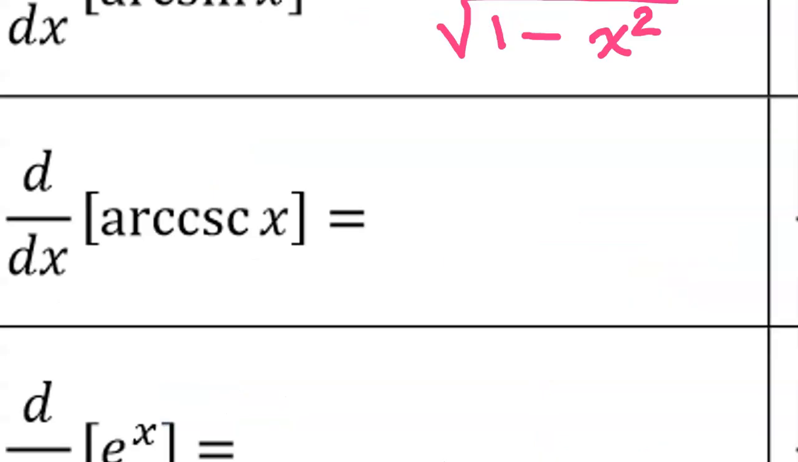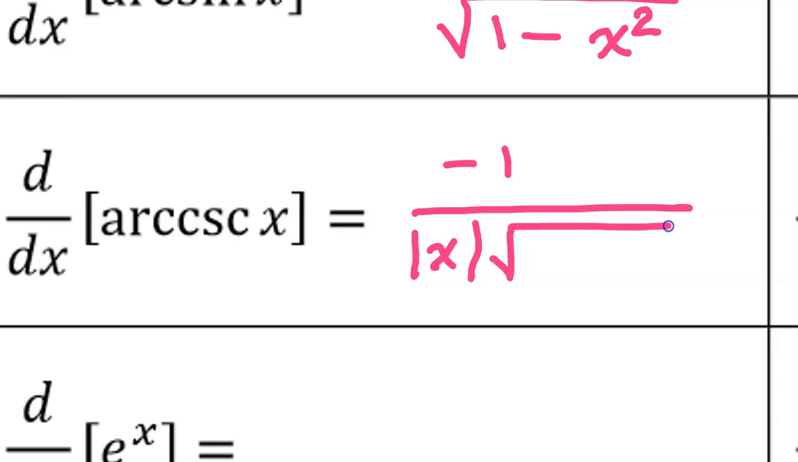The derivative of arc cosecant will be the same as the derivative of arc secant, except for the negative 1 in the top. So we will still have the absolute value of x, and then the square root, and the x's still like to be together, so we put the x squared first, and then the minus 1.